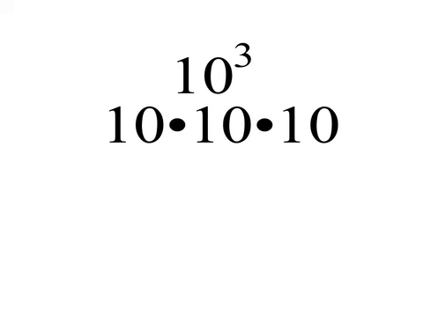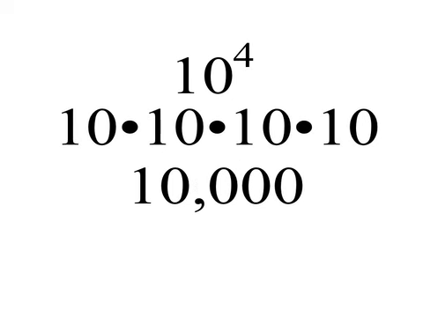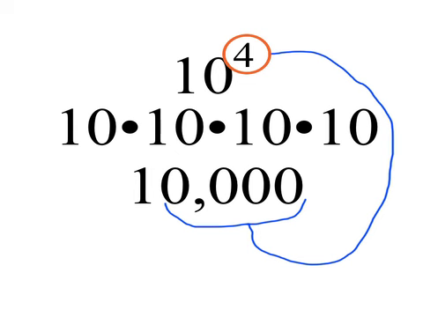10 to the third power. 10 times 10 times 10, 1,000. Here's 10 to the fourth power. 10 times 10 times 10 times 10, or 10,000. You may have noticed by now that the exponent 4 is the same as the number of zeros that is in our final product, in this case 10,000.